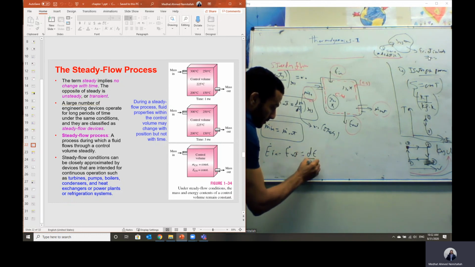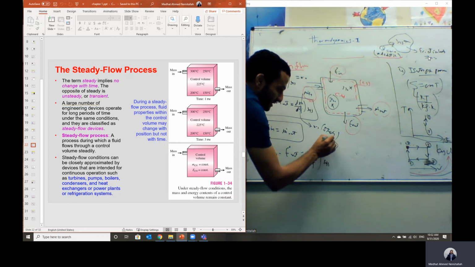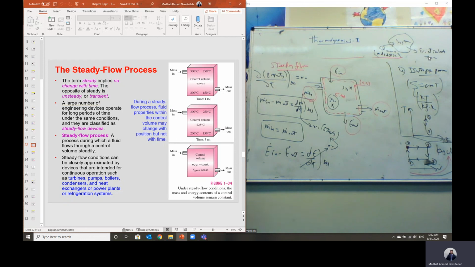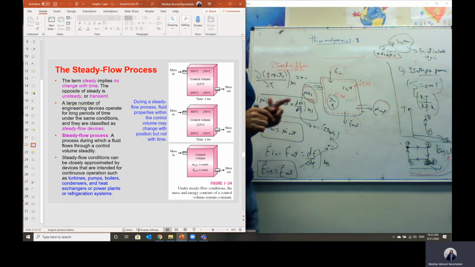Likewise, we can apply the energy equation: E dot in minus E dot out will equal dE by dt within the system. And d by dt will equal 0 in the case of a steady flow. Then we can say the rate of energy into the system will equal the rate of energy out of the system. E dot in is the same as E dot out.